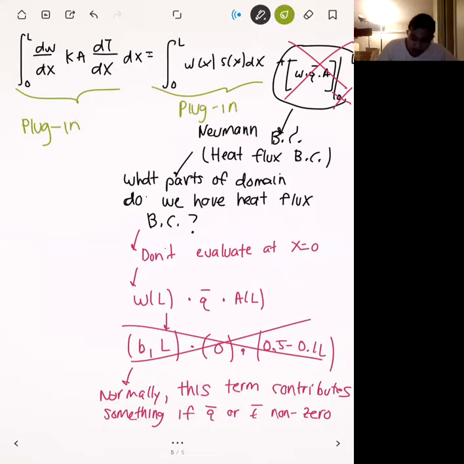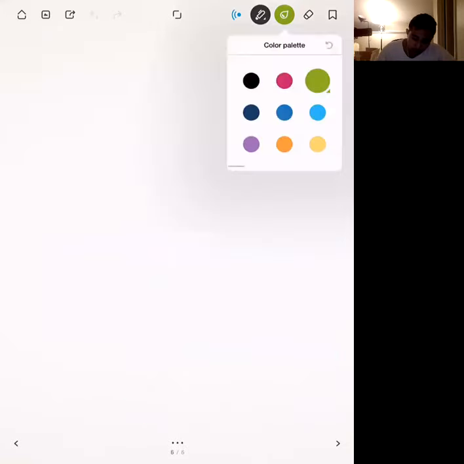Let me do each of these one at a time, and once we evaluate each of these integrals one at a time, we'll pull it all together at the end. So let's do the first integral here. The first integral is the integral from 0 to L of dw/dx times k times A dT/dx. Let's go ahead and plug in everything from here.